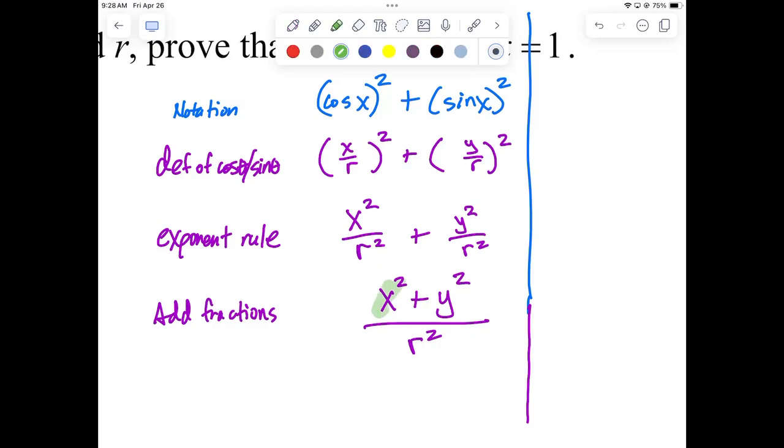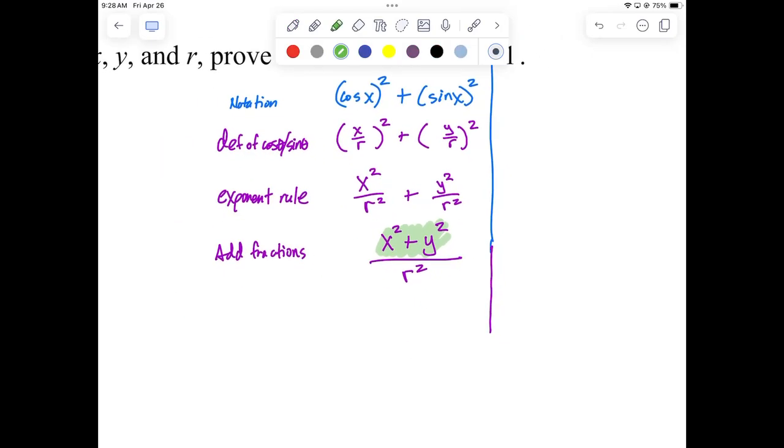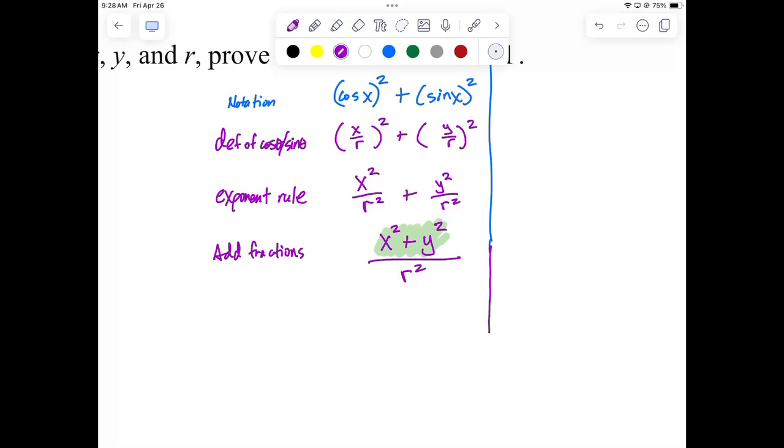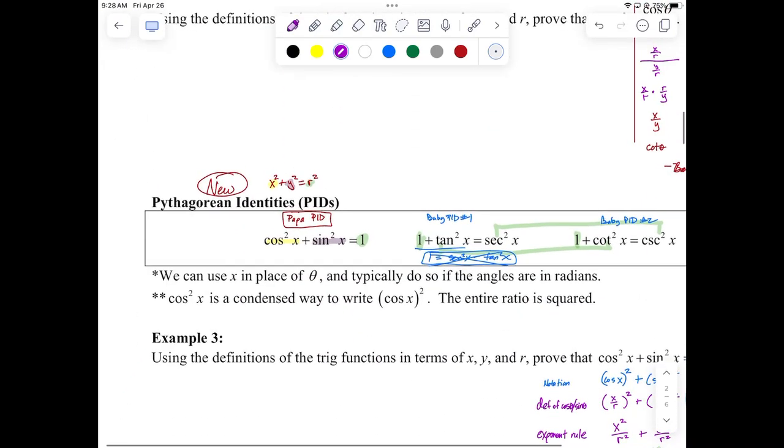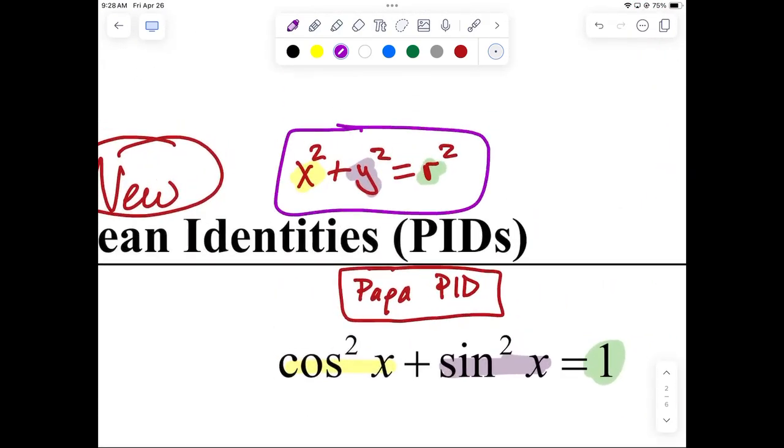Hey, what's another name for x squared plus y squared? It's the Pythagorean theorem. What's x squared plus y squared equal to on the unit circle? R squared. I gave it to you up here. That's the same thing as a squared plus b squared equals c squared, except this is the unit circle version. What's x squared plus y squared? It equals what? R squared.